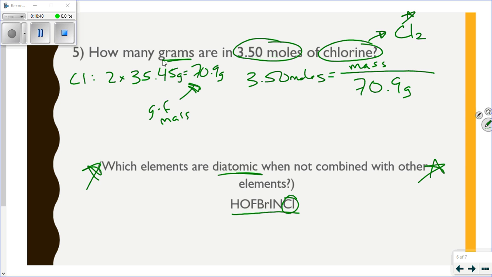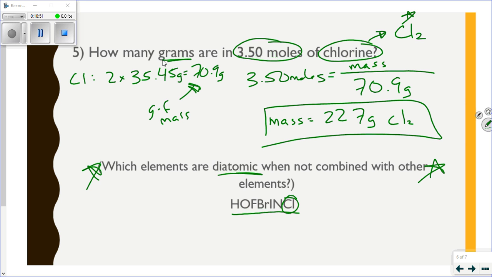And you end up with a grand total mass of 22.7 grams of chlorine as your final answer. Now remember, star it. We do care about our diatomic elements when we're solving for the gram formula mass. Having 2 chlorines is going to change my answer.